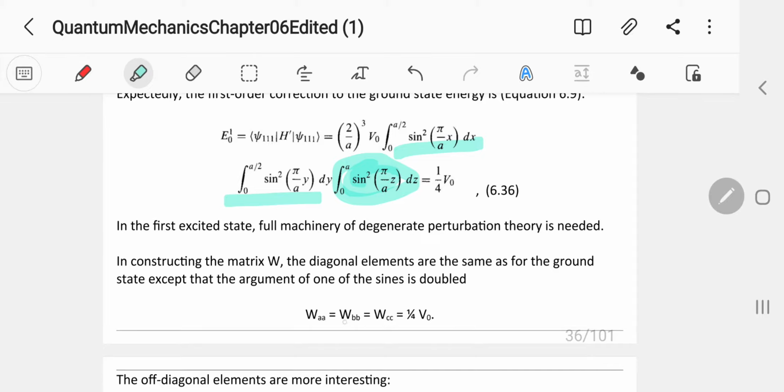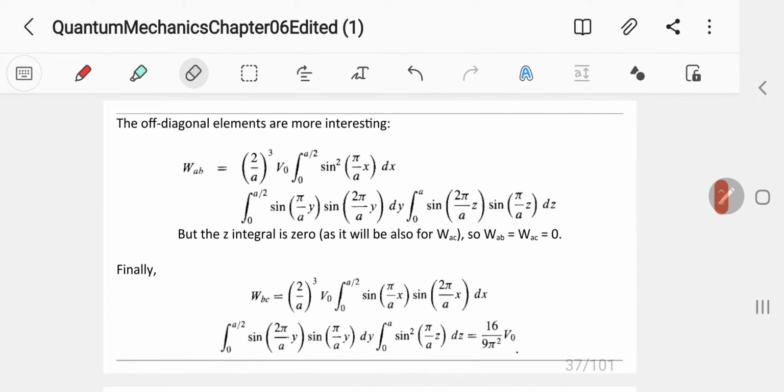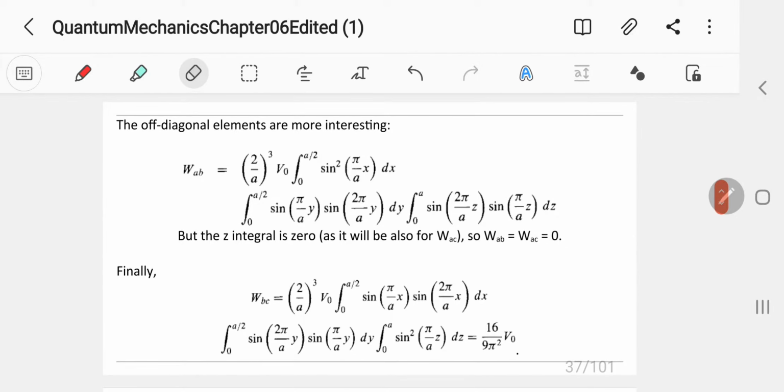And then WBB would also be the same, and WCC would be the same also, because anyway the arguments would just be transferring between x, y, and z. So we will now go to the off-diagonal elements, which are more interesting.